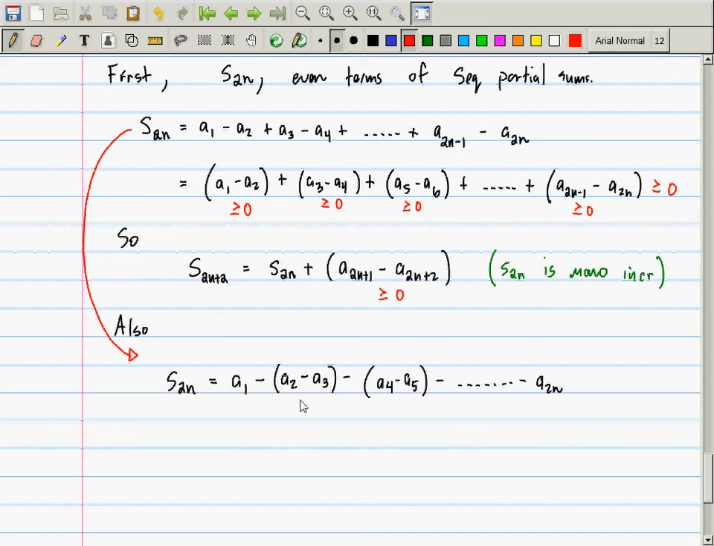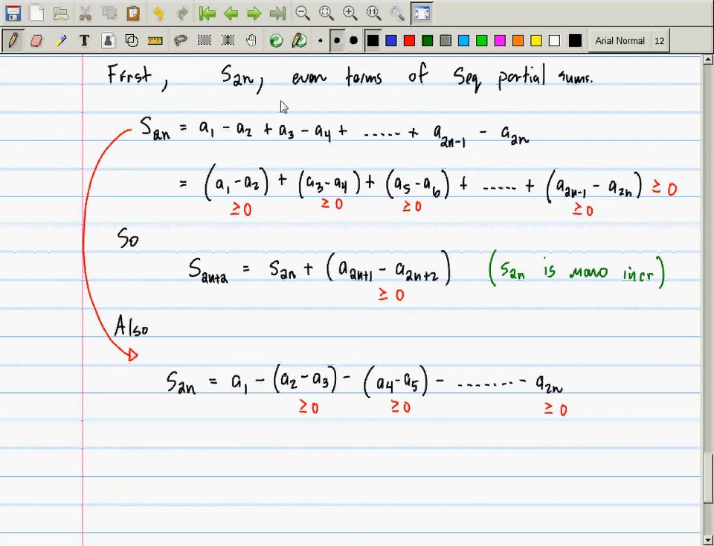So now this term is greater than or equal to 0, this term is greater than or equal to 0, and this term is greater than or equal to 0. So S2n is the first term minus a bunch of things which are positive, and S2n itself is positive. So S2n is bounded below by 0. And S2n is bounded above by A1. The biggest it can ever be is A1. So it's bounded above by the first term, bounded below by 0. So what's true about the even part of the sequence of partial sums? It's bounded.